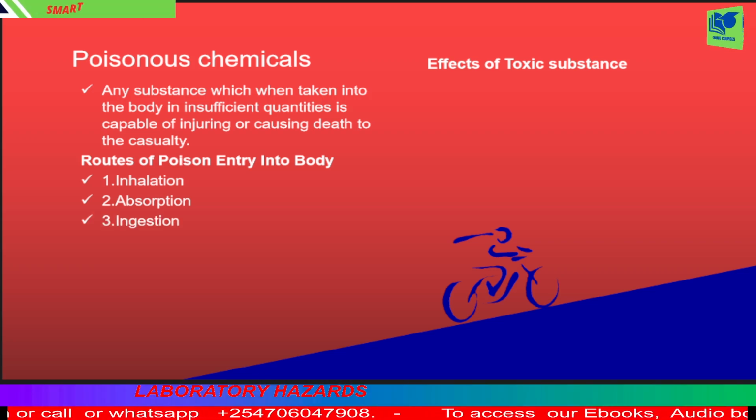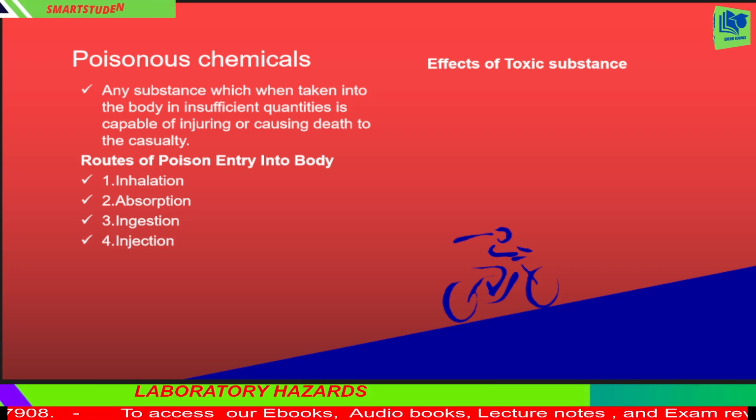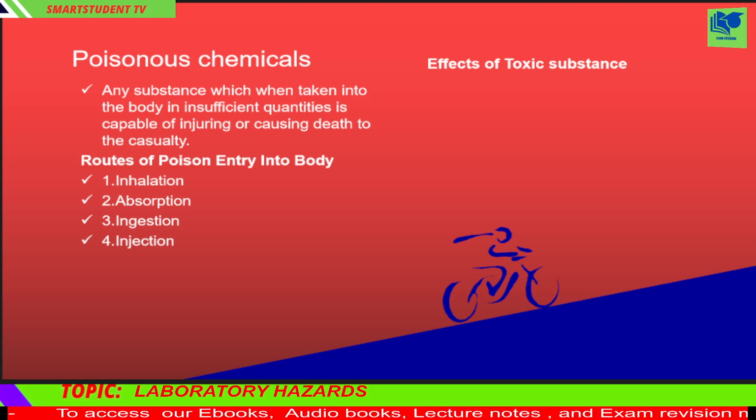Ingestion of chemicals directly or indirectly via contaminated foods and beverages, and contact between mouth and contaminated hands, nail biting, smoking. 4. Injection of chemicals through needles and other contaminated laboratory sharps. Poisons cause undesirable effects to living organisms. They can cause one or more toxic effects, which can also be immediate (acute) or long-term (chronic).